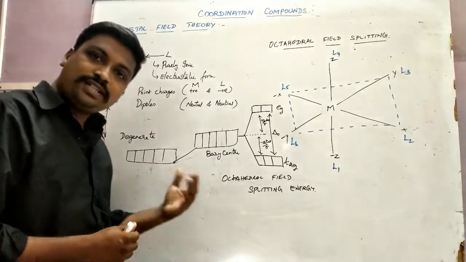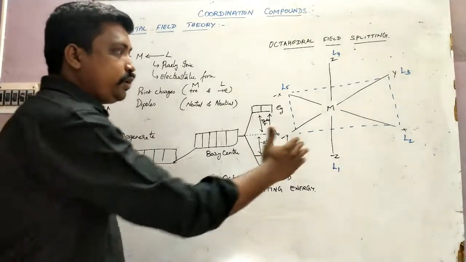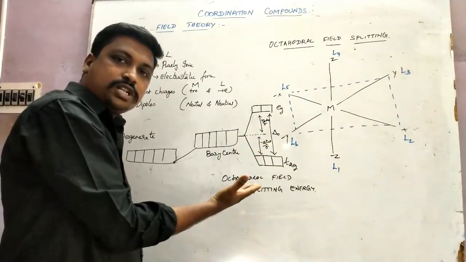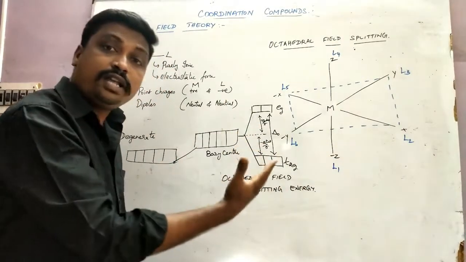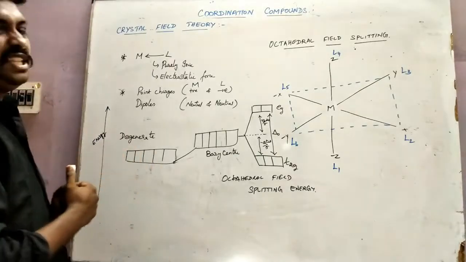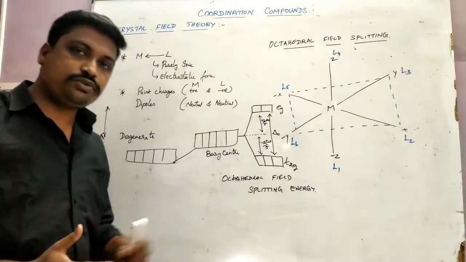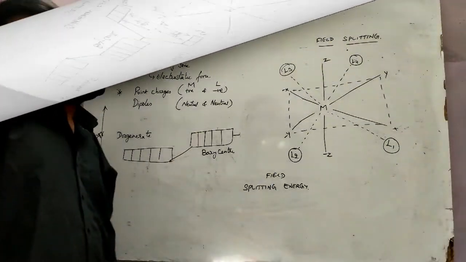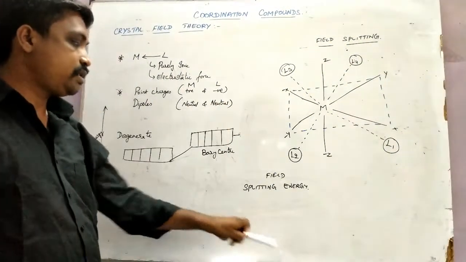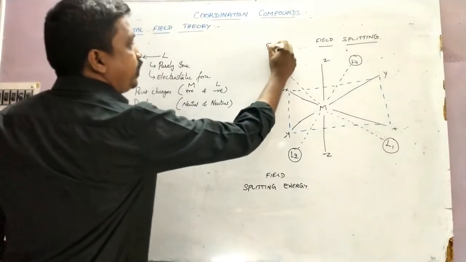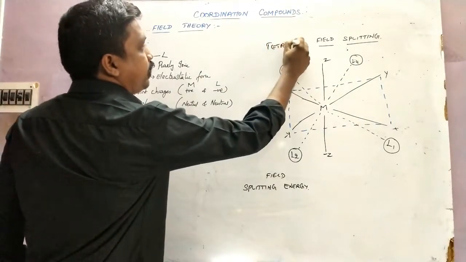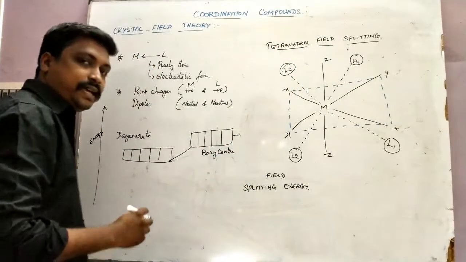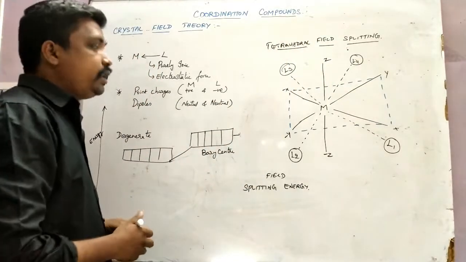Right. Shall we go for the tetrahedral field splitting? So see here, 6 ligands are approaching. The splitting of the orbitals will be like this. If 4 ligands are approaching, how will be the splitting of the orbitals? Now we are going to see how the splitting will be there in tetrahedral field. Here we are going to discuss the tetrahedral field splitting. How the field splitting occurs in the case of tetrahedral geometry, in the case of 4 ligands.